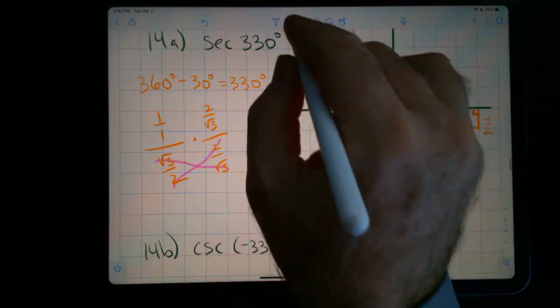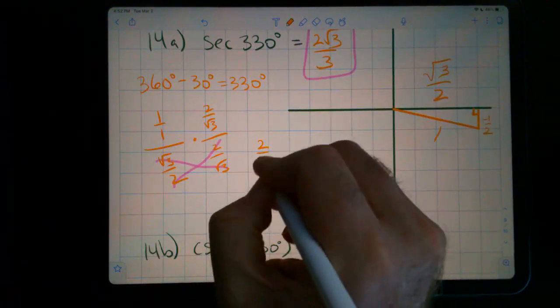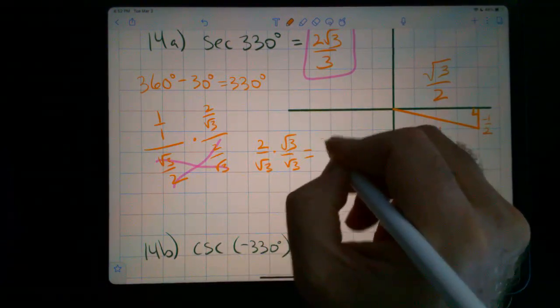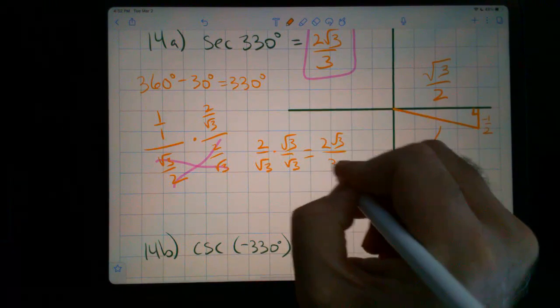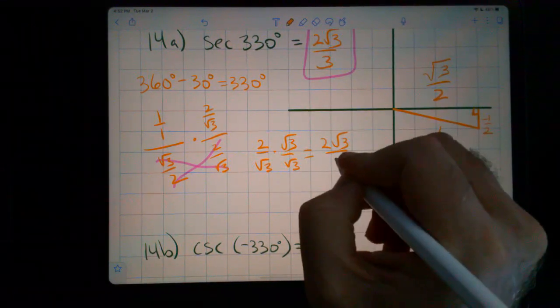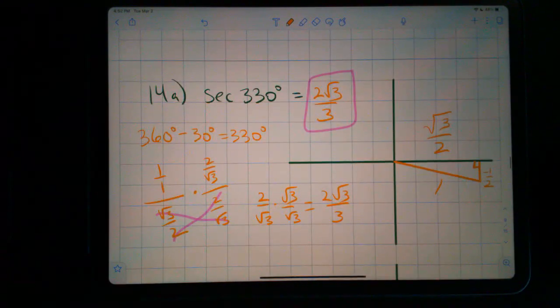If you rationalize this denominator, times radical 3 over radical 3, what you get is 2 radical 3 in the numerator and a plain old 3 in the denominator. As you do these a few times, hopefully you will get a pattern going.